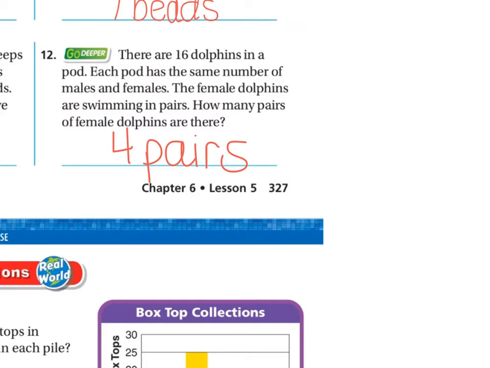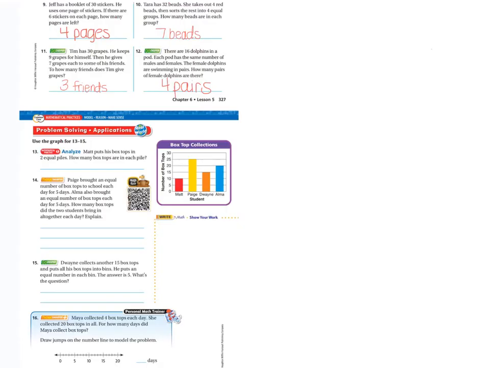The answer to number 12 is 4 pairs. Please fast forward if you got that. You really needed to read number 12 carefully, and I think it really helps to draw this out. So I'm going to pretend like my work area off to the right is the pod that the dolphins are living in. Remember, there are 16 dolphins. I know that there's the same number of males and females.